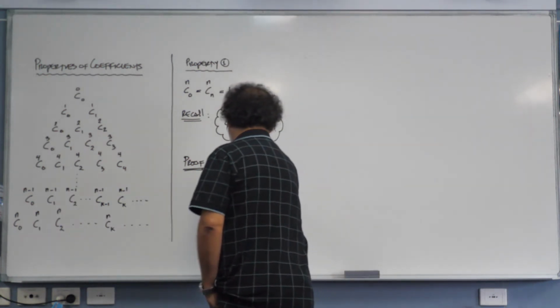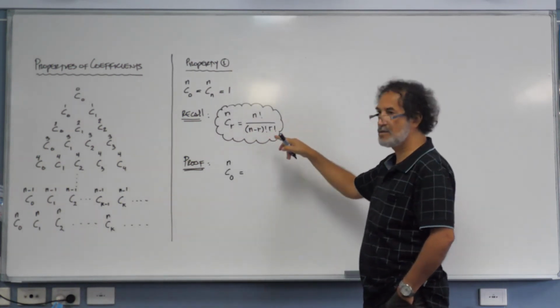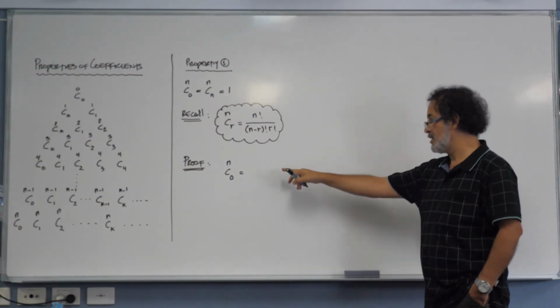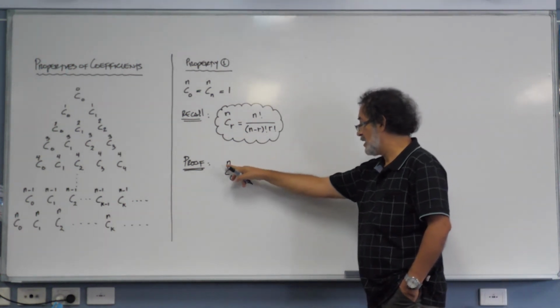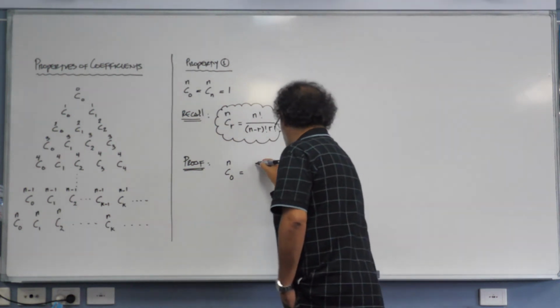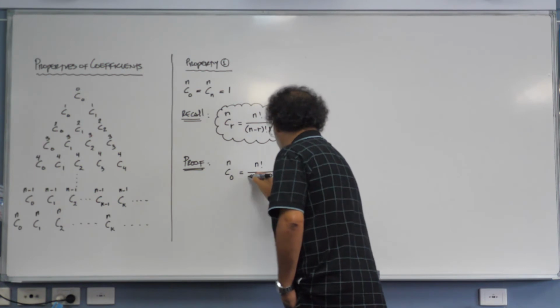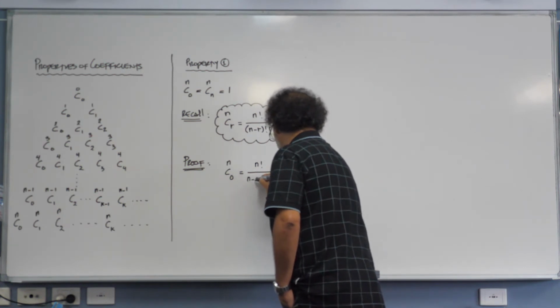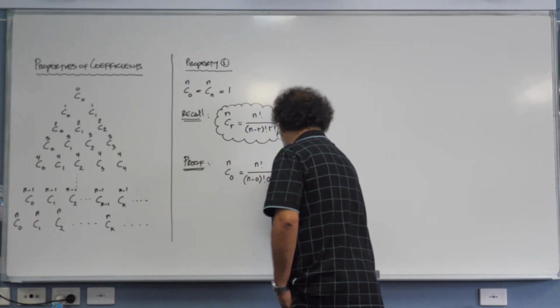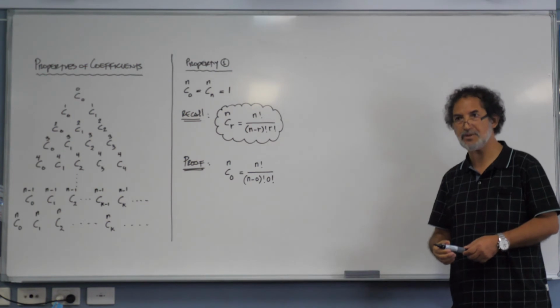So we're going to say NC0 equals. Now we're going to use the formula. So we're going to substitute n and 0 in here. That is going to be equal to n factorial divided by n minus 0 factorial multiplied by 0 factorial. So I did just a direct substitution into the formula.